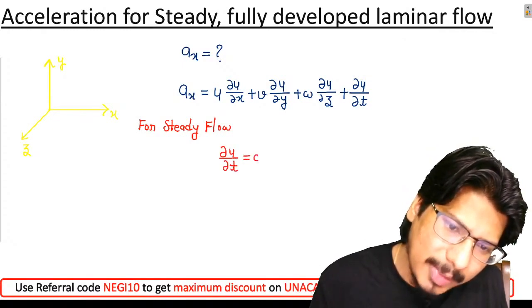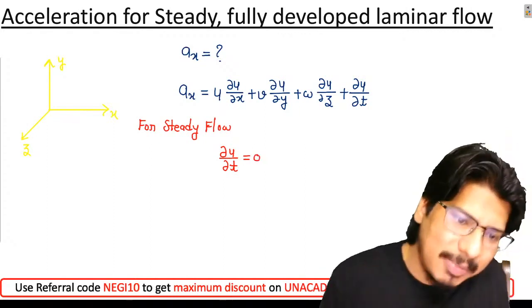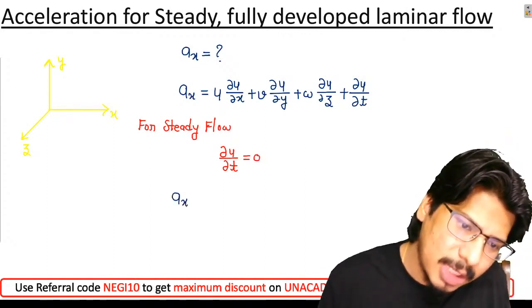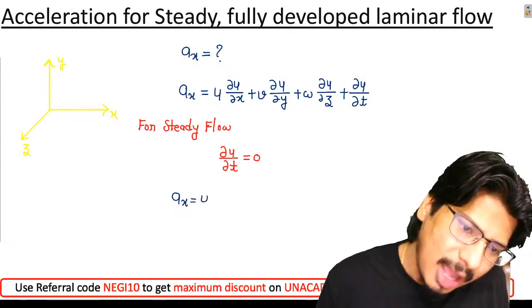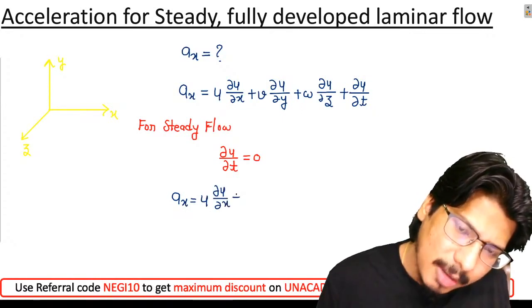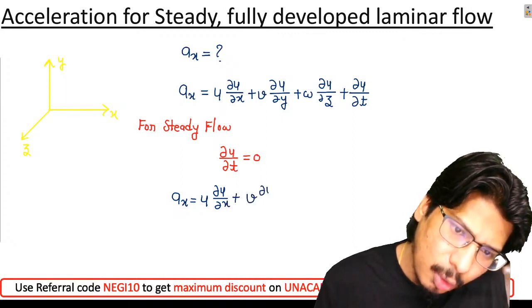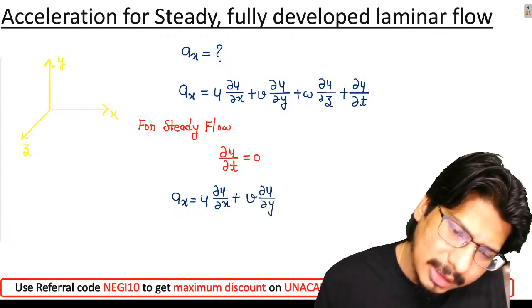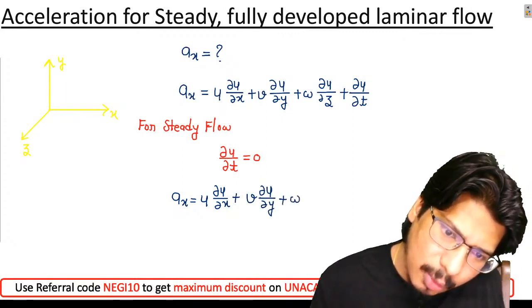Dou U by dou T will be zero. So what is the formula of AX I am getting? If I substitute dou U by dou T as 0, I am getting AX is equal to U dou U by dou X plus V dou U by dou Y plus W dou U by dou Z. Excellent, my friends.